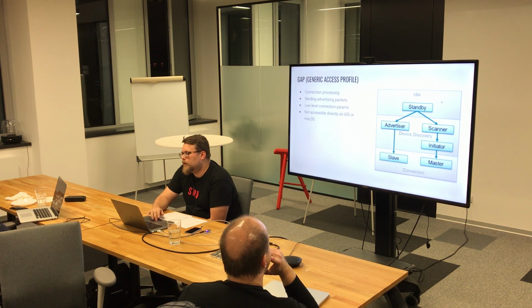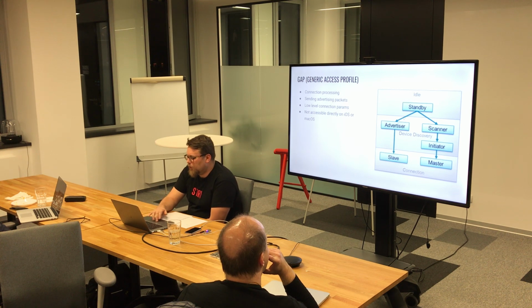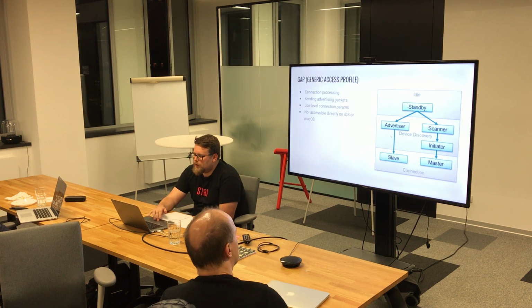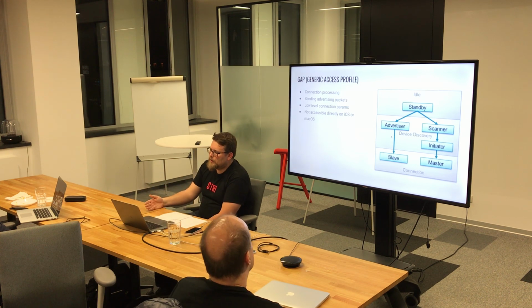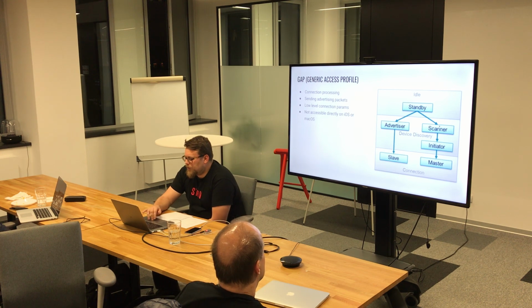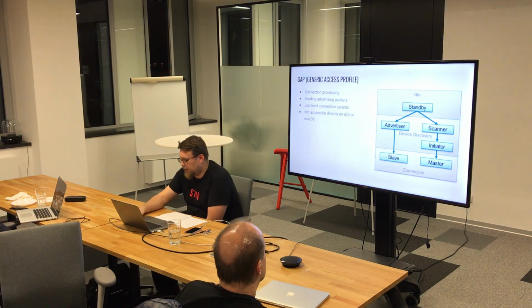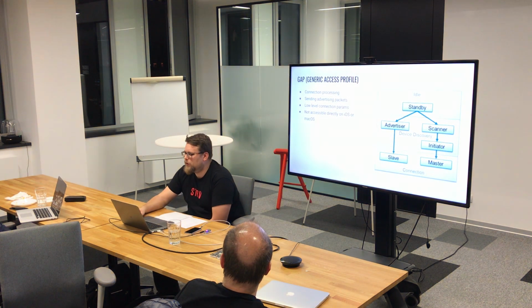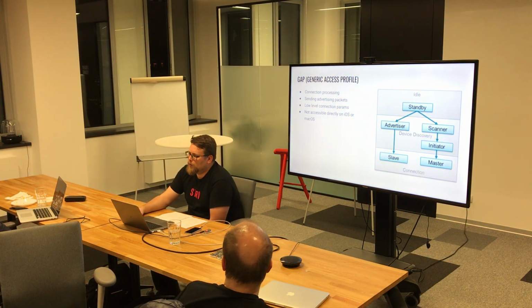We have first state that is standby, and then we are seeing differentiation in roles. This advertiser is something that is sending advertising packets, so in our case peripheral, and then we have central, which scans the packets, then initiates the connection and becomes master, and the peripheral to which we are connecting becomes slave. It's way more complicated underneath, but usually this is handled by common protocol stacks.